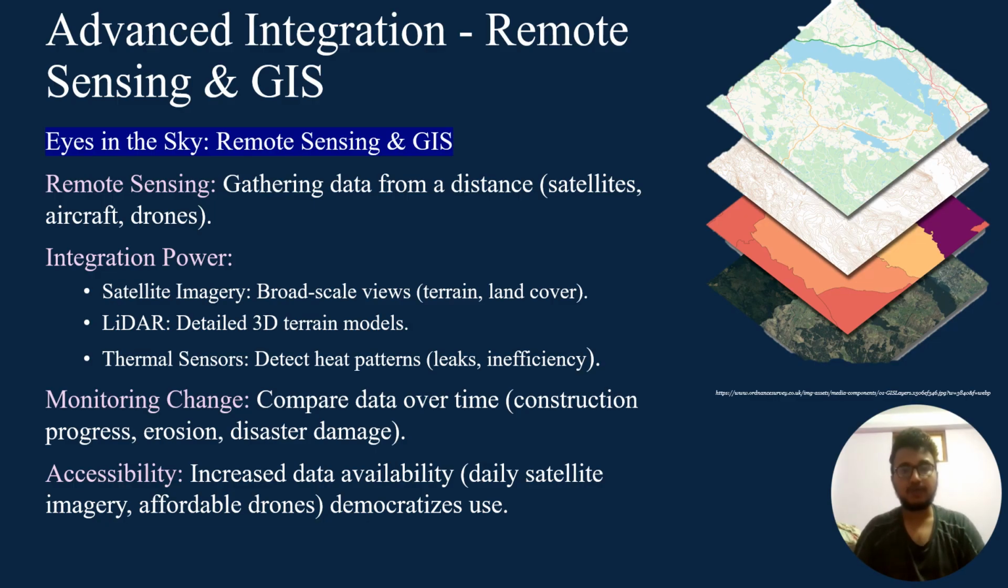Satellite imagery provides a broad-scale view of terrain, land cover, and infrastructure networks. LiDAR generates a detailed 3D terrain model essential for precise engineering design. Thermal sensors can detect heat patterns that might indicate infrastructure issues like leaking water pipes or thermal inefficiency in buildings.